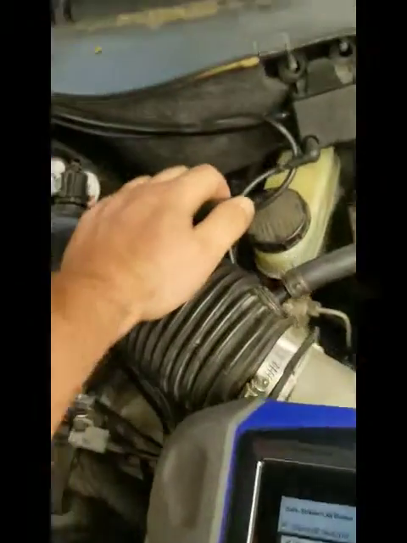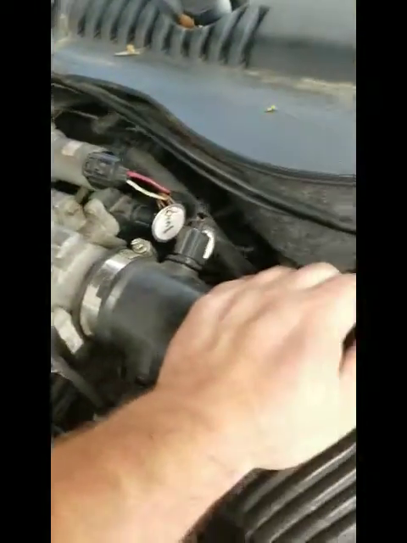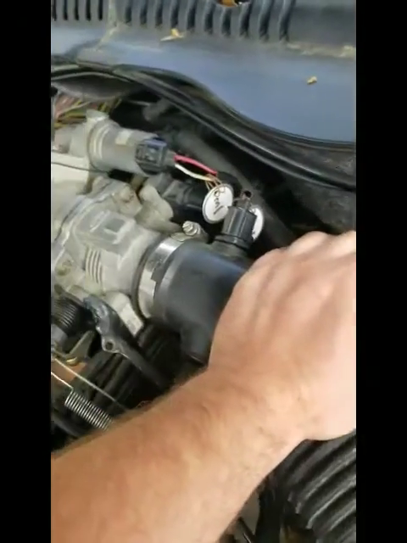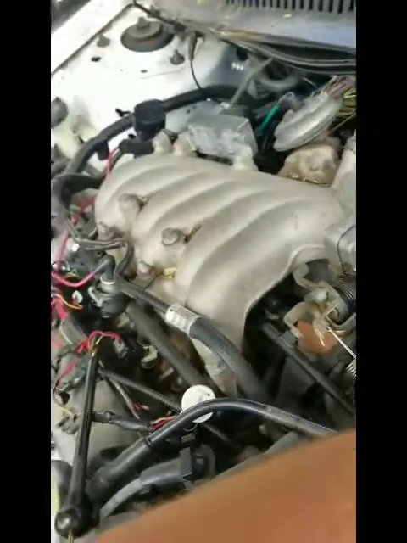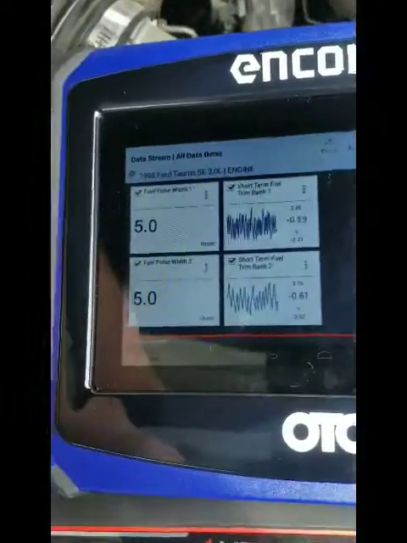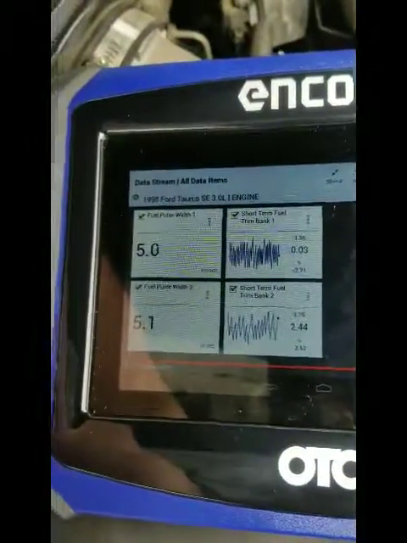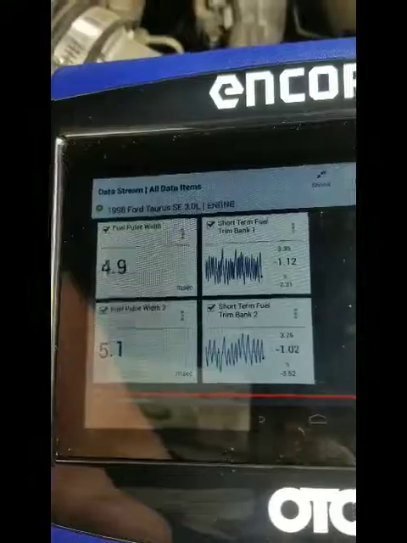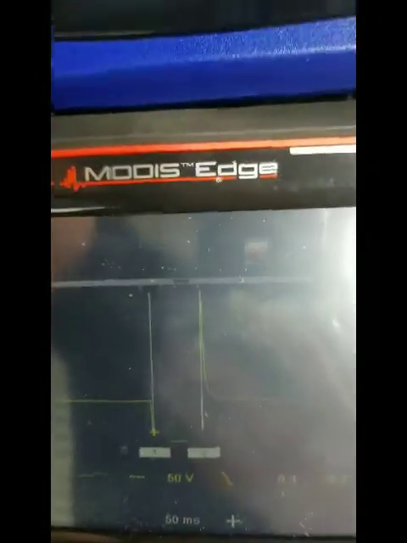Alright, so what we're doing is we're creating a vacuum leak. What I have is the line that goes to the vacuum modulator, which is the biggest vacuum line on this engine. We're looking at short-term fuel trim and pulse width. You can also look at pulse width on the lab scope. You see up here, it's at 5 milliseconds, and also down here, it's around 5 milliseconds with our tracers.